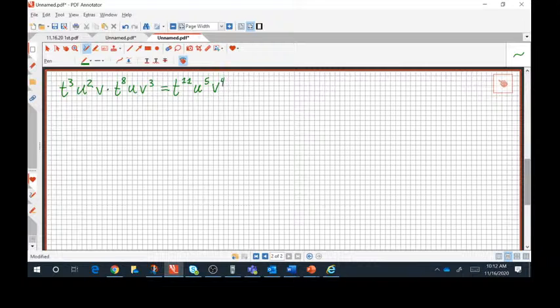And I would say almost. Almost. You've got all the right ideas, but you've actually made the second most common mistake I see when we're doing power rules. Real quick, how many of us got what Oliver got? T to the 11th, U to the 5th, V to the 4th. That's okay. Can anybody tell me, before you tell me the right answer, what Oliver did incorrectly?